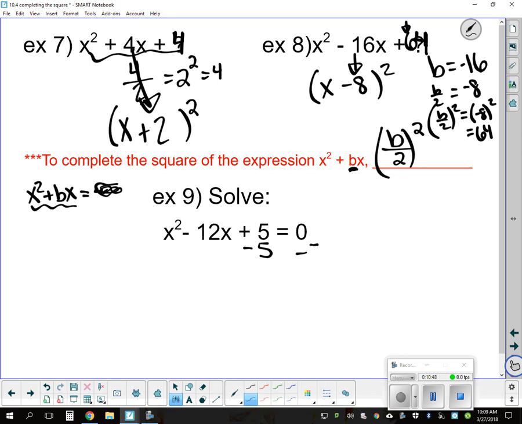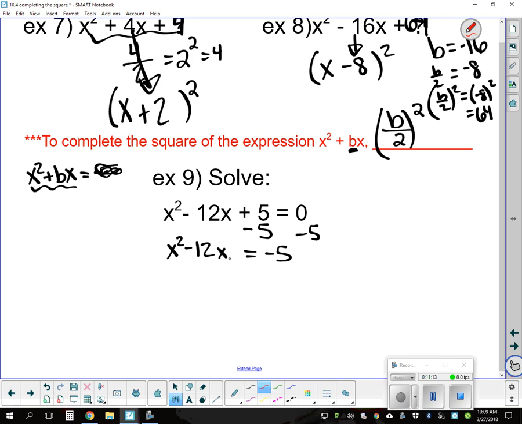This is different from when we solve quadratic equations using quadratic formula. We always wanted to be equal to 0. So this is a little different, but it will make it easier to solve. So we do that, then we have x squared minus 12x equal to negative 5. Okay.